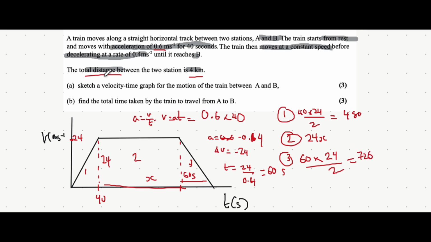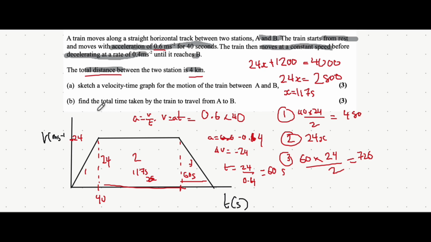And because it tells you the total distance traveled, 4,000, we can say that the sum of these distances traveled, so 24x plus 480 plus 720. By the way, 480 plus 720, that's 1200. So let's replace this with 1200. And we can say that's all equal to 4,000. Take away 1200 from both sides, so 24x equals 2800. And divide both sides by 24, we get x equals 117 seconds. So this time that it travels at a constant velocity is for 117 seconds.